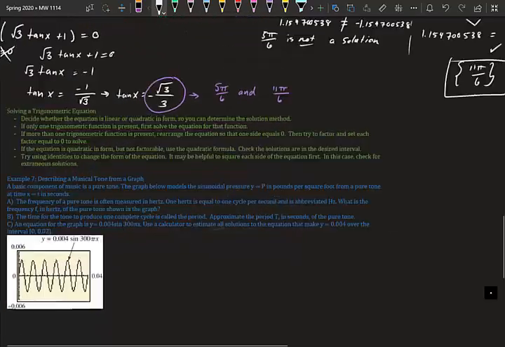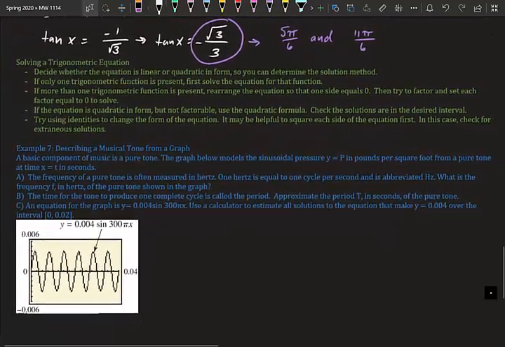Alright, helpful steps for solving. Where do we start? Decide whether the equation is linear or quadratic. If only one trigonometric function is present, first solve the equation for that function. If more than one trigonometric function is present, rearrange the equation so that one side equals 0, then try to factor and set each factor equal to 0 to solve. If the equation is in quadratic form but not factorable, use the quadratic formula.